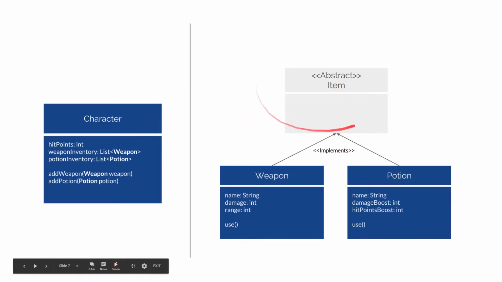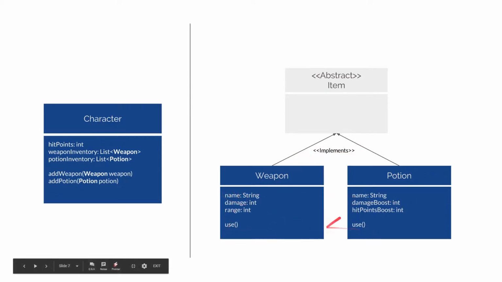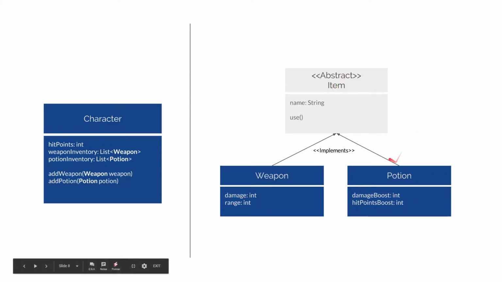We can use this item abstract class here, which both of these classes implement. It's empty for now, but we can move the name field and the use method up to this class, like this, and all of a sudden weapon and potion look much cleaner, and we have this abstract class called item here. But we're not done yet.